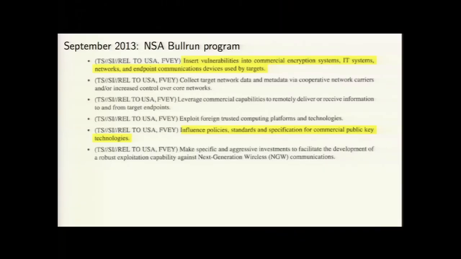Now, if we look at what we know now, on September 5, suddenly there was the publication of the Bullrun program, which, as one of its topics, has to insert vulnerabilities into commercial encryption systems, IT systems, networks, and endpoint communication devices used by targets, and also to influence policies, standards, and specifications for commercial public key technologies. So apparently the NSA was having its fingers in the game, and soon after that, the New York Times actually names the Dual EC random number generator as a candidate for this.